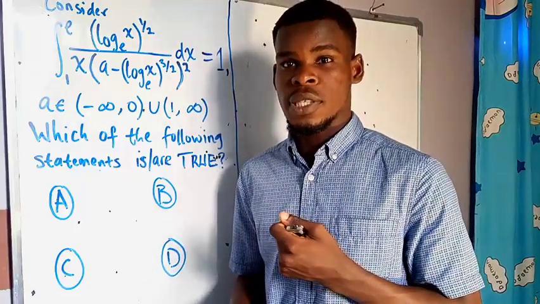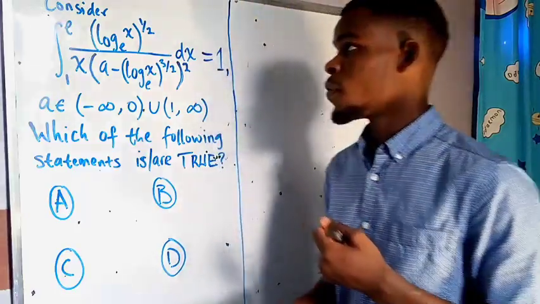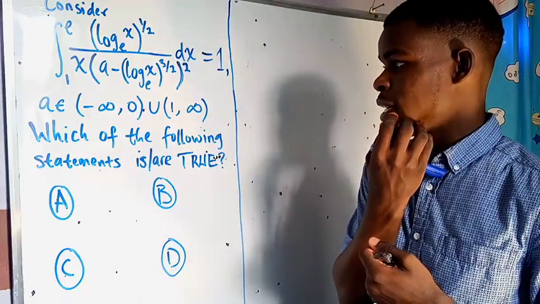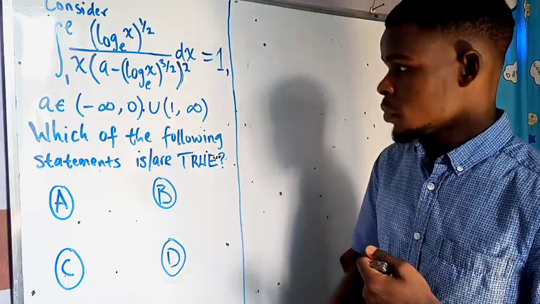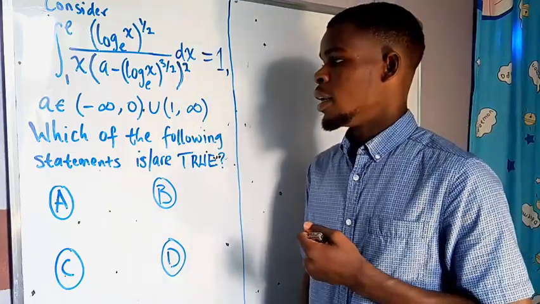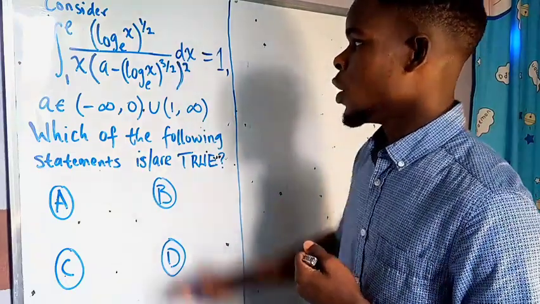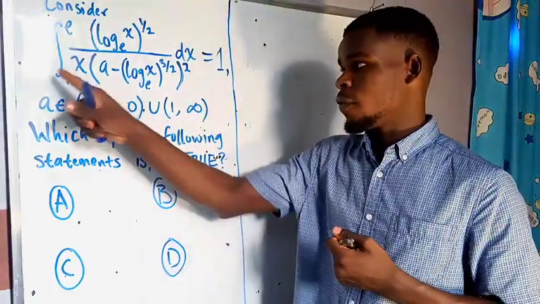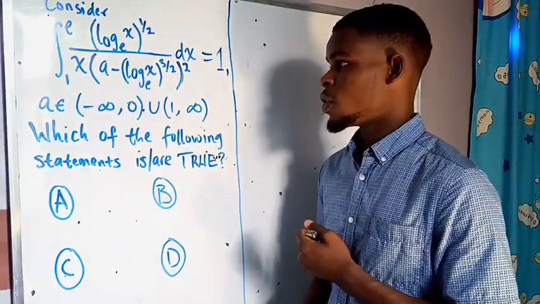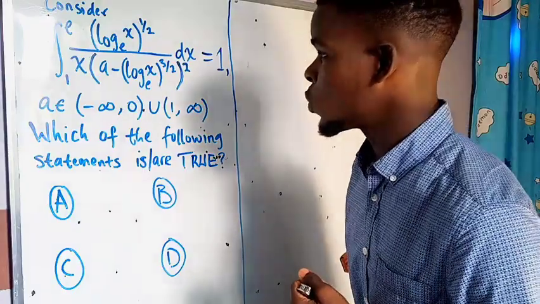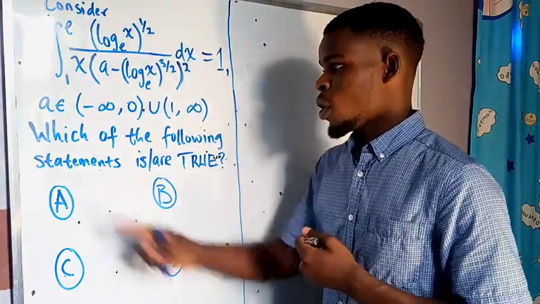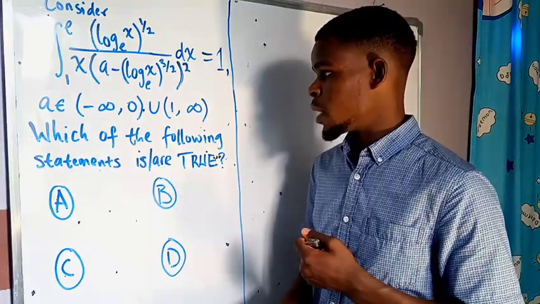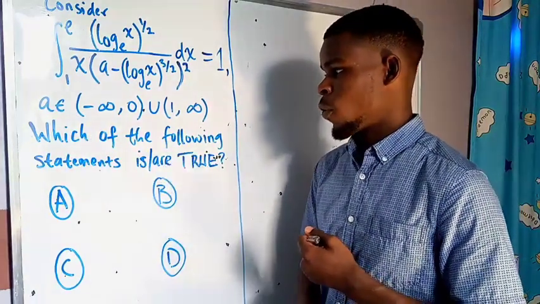Now in this video, we want to consider this integral question from the 2022 JEE Advanced math questions. This is from question 1. We are given to find the value of a from this given integral equation, that is, the integral from 1 to e of a function of x dx is equal to 1, where a lies in the interval from negative infinity to 0, union from 1 to infinity.